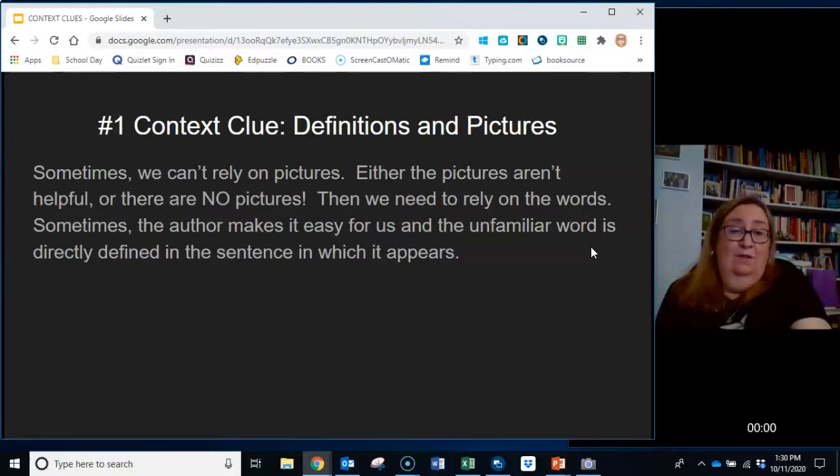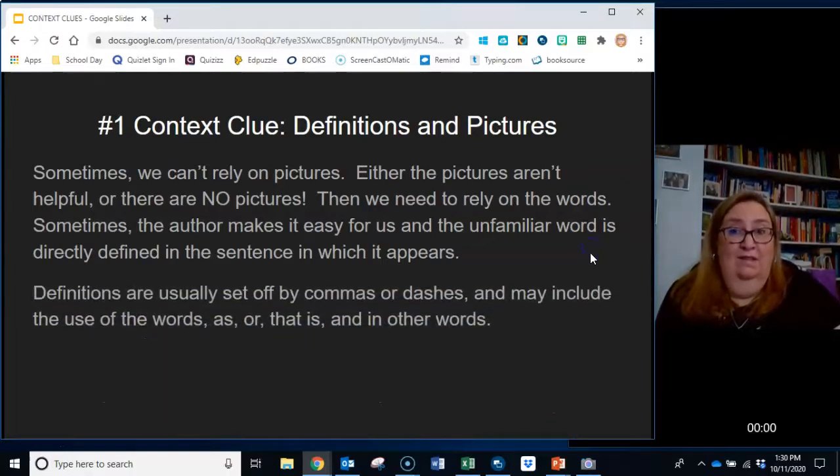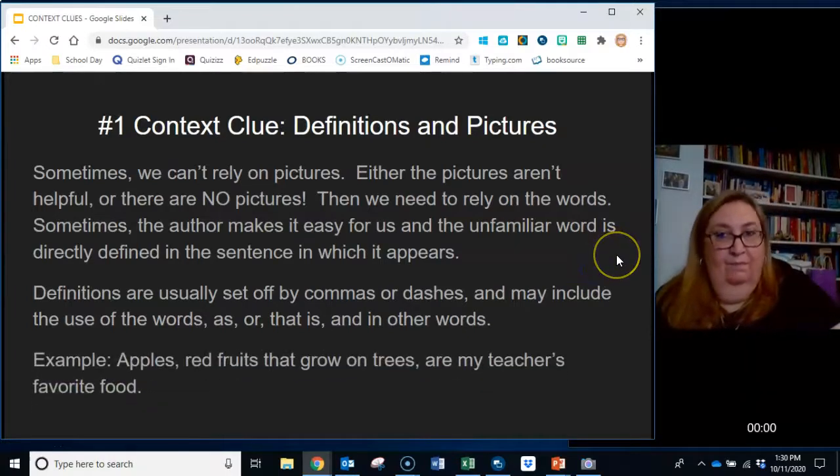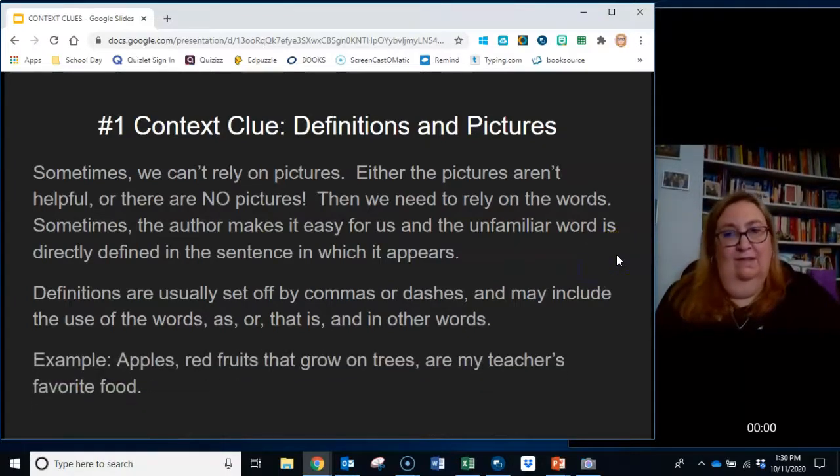And sometimes the author makes it easy for us, and the unfamiliar word is directly defined in the sentence in which it appears, which is super nice. Those definitions are usually set off by commas or dashes, and they may include the use of words as, or, that is, or even in other words, so they tell you another way to say it. So look at this example sentence. Apples, red fruits that grow on trees, are my teacher's favorite food.